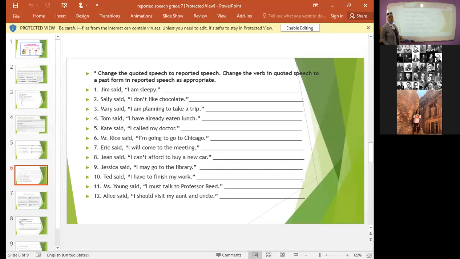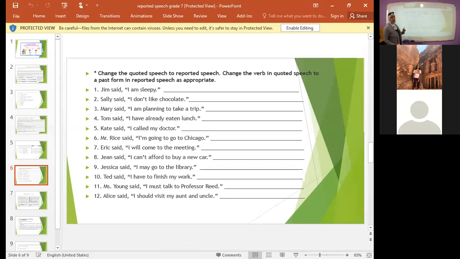More sentences, and I want one student to work with me. Zainal Johari, are you there? Yes. Let's work, me and you, with this sentence. Sally said, "I don't like chocolate." Sally said. Do I need to add any commas or punctuation marks? No punctuation marks. So, Sally said that she. How do we change "I"? "I" changes into? She. Excellent, very smart. She don't like chocolate.